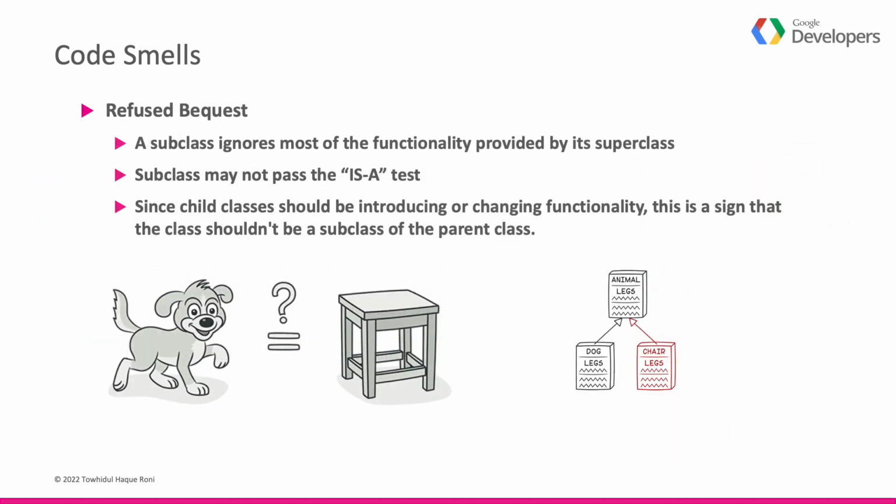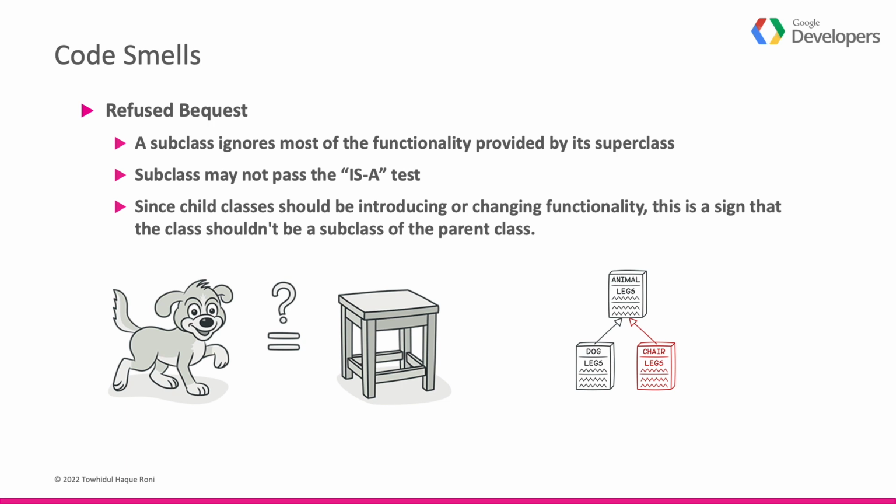Now, let's delve into the concept of refused bequest, which can be illustrated by this amusing picture of a dog and a chair. Both the dog and the chair have legs, but it's clear that they shouldn't have the same common parent. Just like in programming, when a subclass ignores most of the functionality provided by its superclass, it raises concern. Refused bequest occurs when a subclass fails to fully utilize or incorporate the functionality inherited from its superclass.